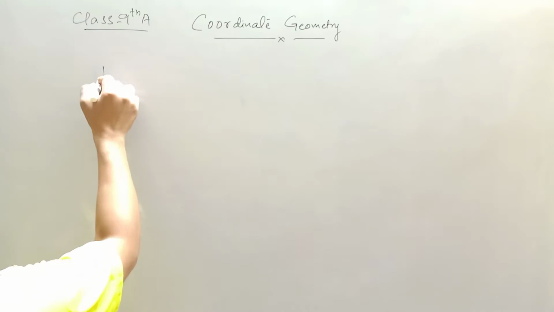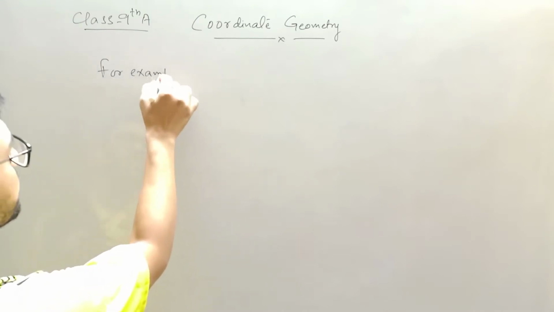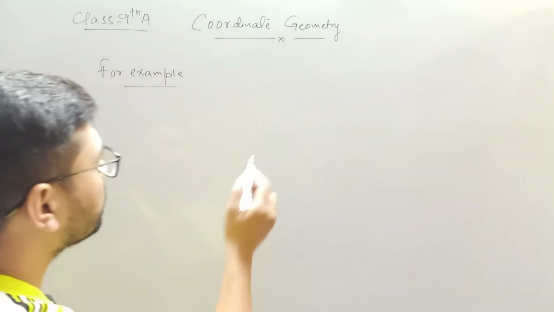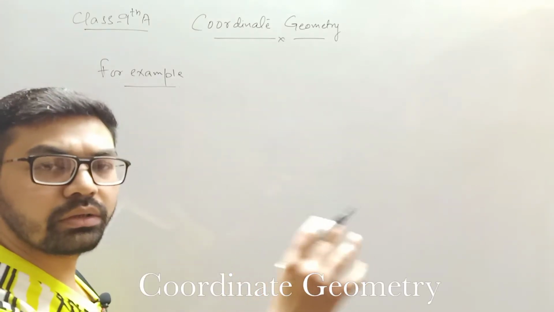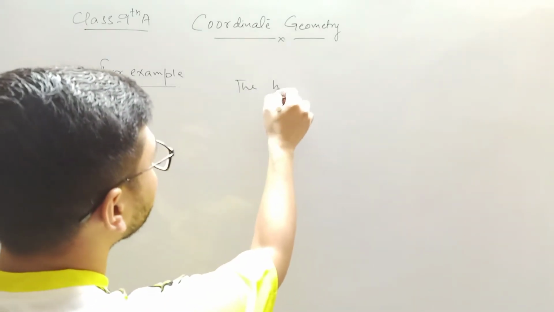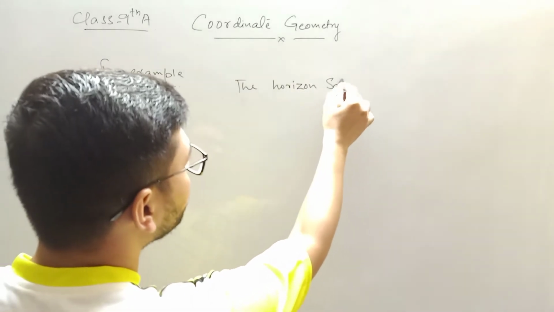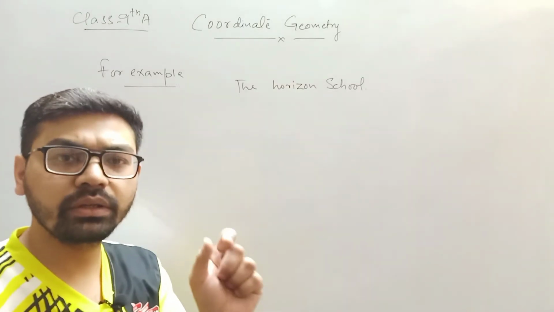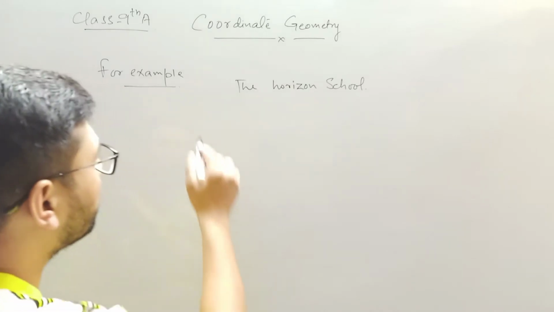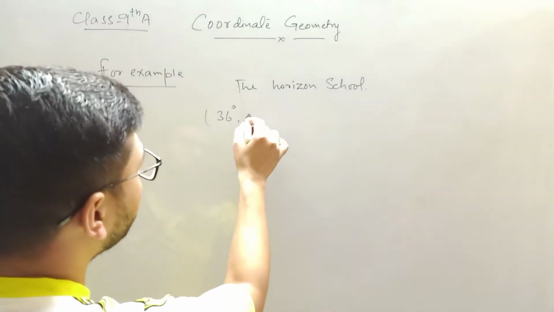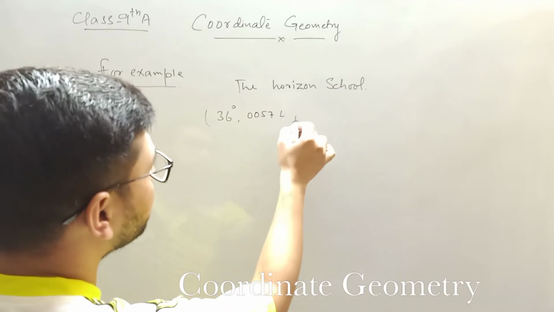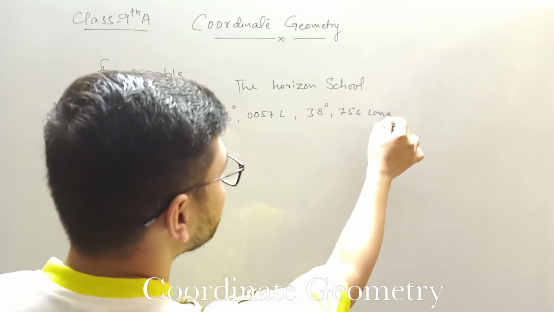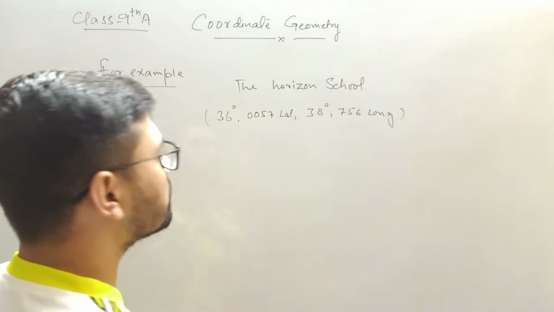For example, you need to locate a location. You need to go somewhere. Let's say you need to go to the Horizon School. Now when you search this Horizon School in Google, you need the coordinates of this place, right? Like this: 36 degrees and 0057 latitude, 38 degrees 756 longitude. So this is the latitude and this is the longitude.